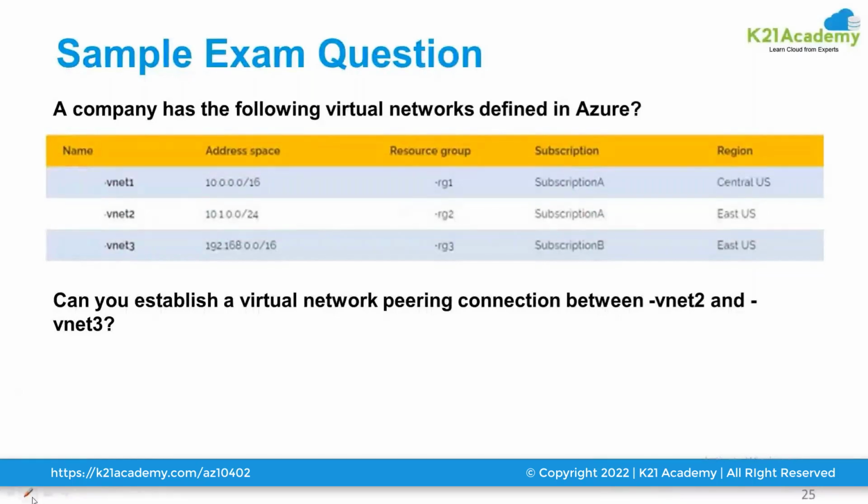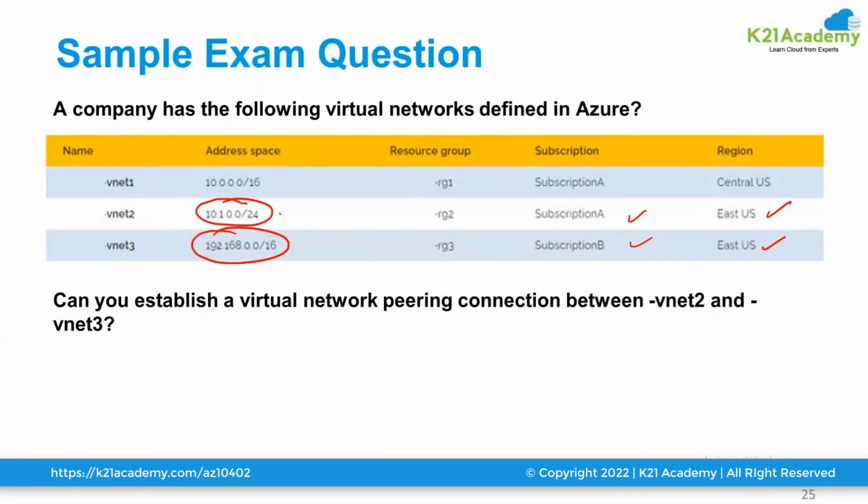The CIDR range should be different, whether they are in same region, different region, same subscription, different subscription. But there will be a connectivity between VNet 2 and VNet 3 because these CIDR ranges are different.